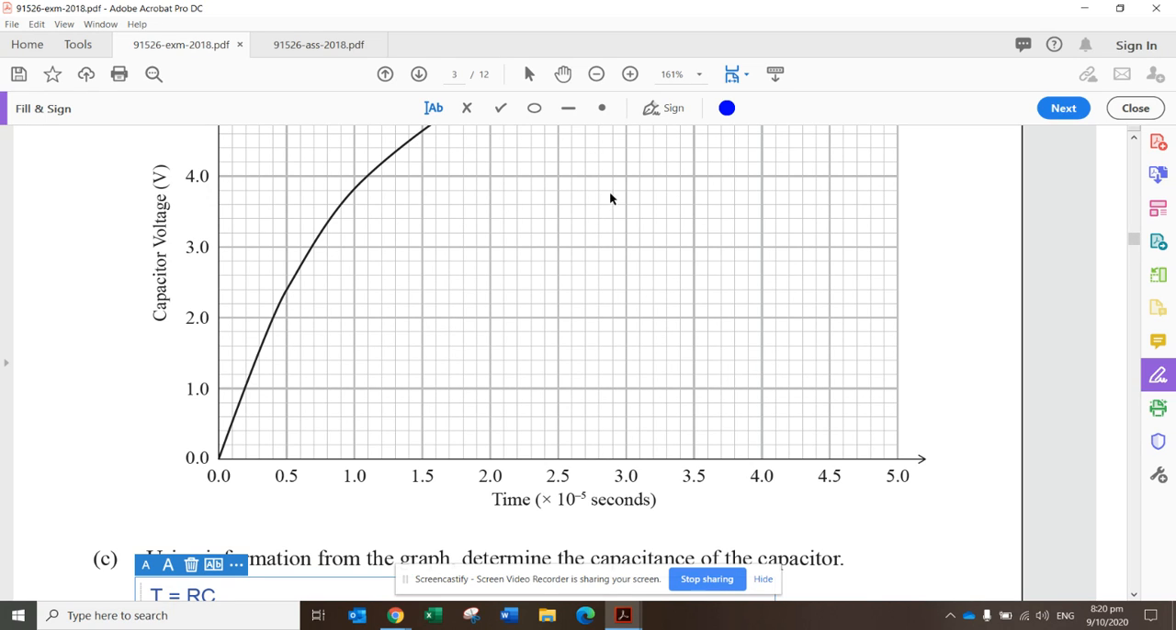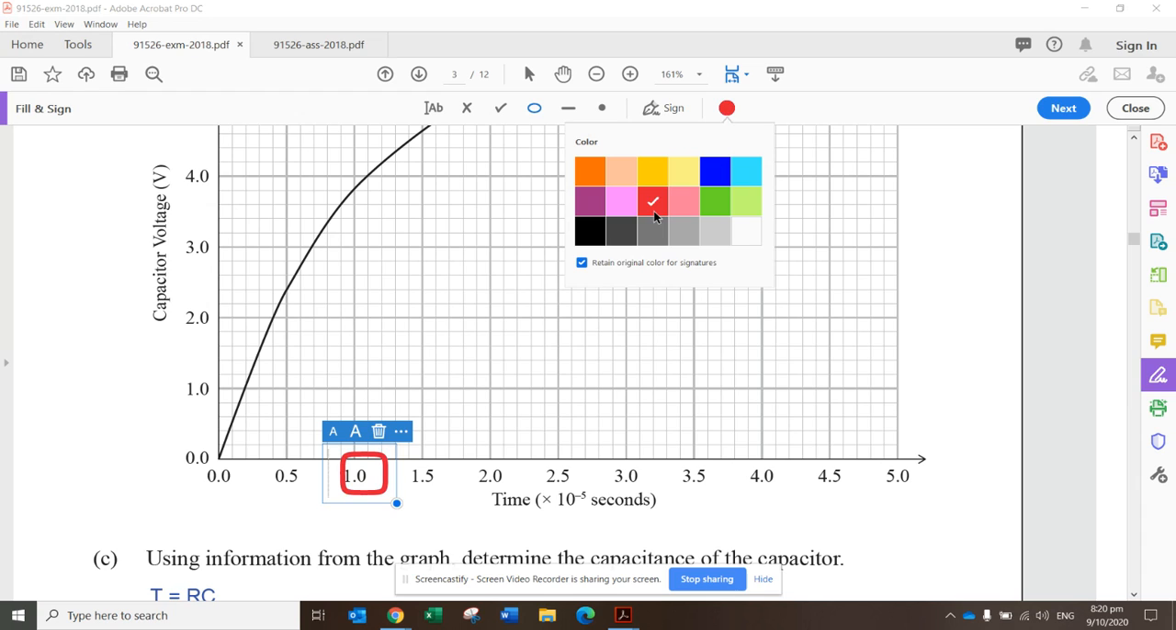Let me see if I can draw on this. If you look for 3.79, that's about 3.8 volts, and you go across like this and you come down, you see that the time constant is 1. Okay, I'll change the color, make that red. So that's the time constant.